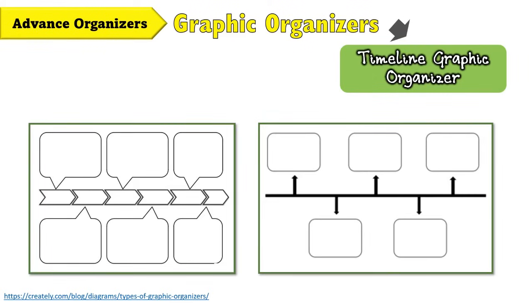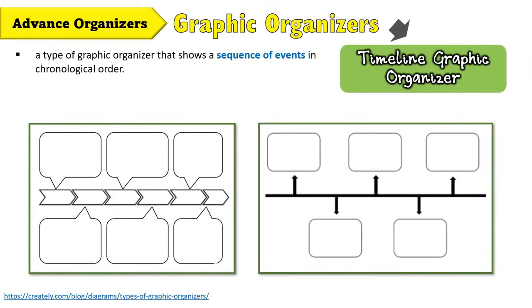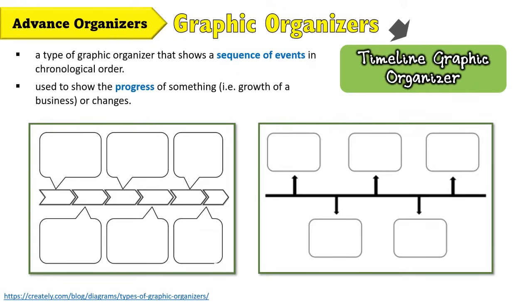Timeline graphic organizer. Timeline diagrams are a type of graphic organizer that shows a sequence of events in chronological order. They come in handy when studying history, as you can use it to display major historical events that occurred during a period of time, along with important details such as dates and locations in which they took place. In addition, timeline charts can also be used to show the progress of something, for example, growth of a business or changes.